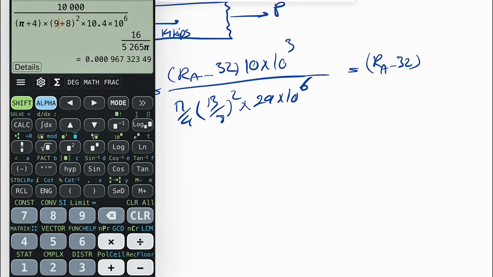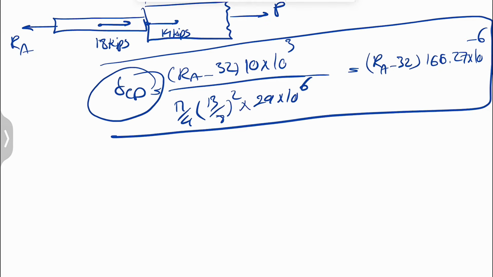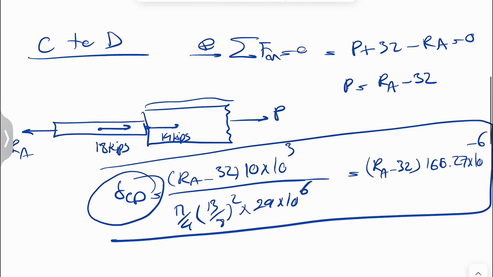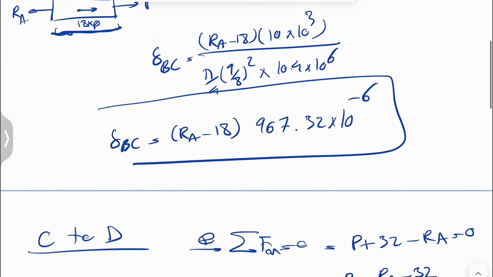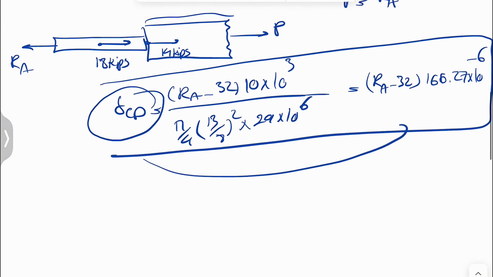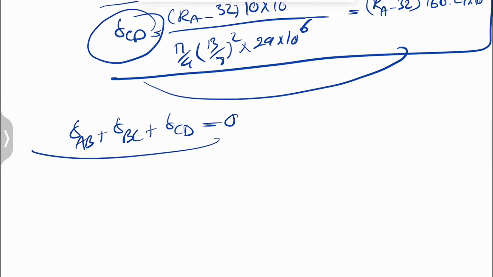I'm going to keep that as is. This is 13 divided by 8, and this is 29. So we get 166.27 times 10 to the minus 6. And we have each of these based on RA. So we have delta AB, delta BC, and delta CD. And again, we know all of this. Delta AB plus delta BC plus delta CD is equal to 0, because the two ends are restricted. So we're going to end up with one equation in here, and we should be able to find the RA.